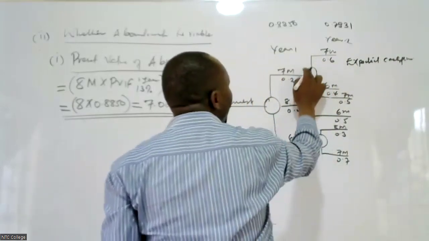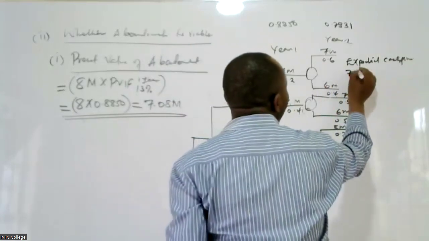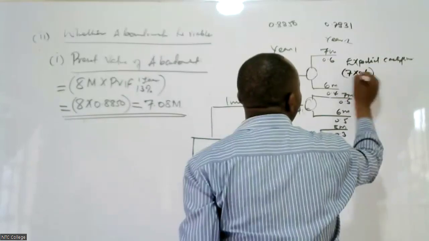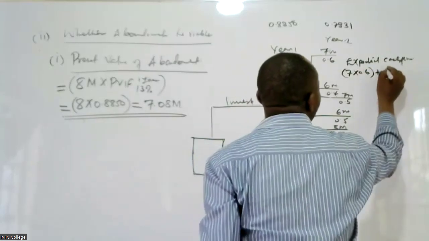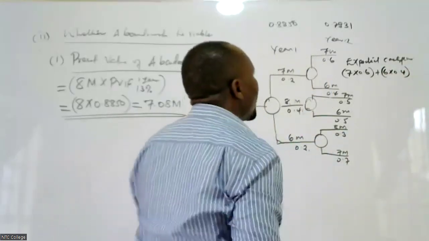That is how we get the figure we put here. Do you remember? So we have 7 times 0.6 plus 6 times 0.4. That is the amount that we're supposed to have here.